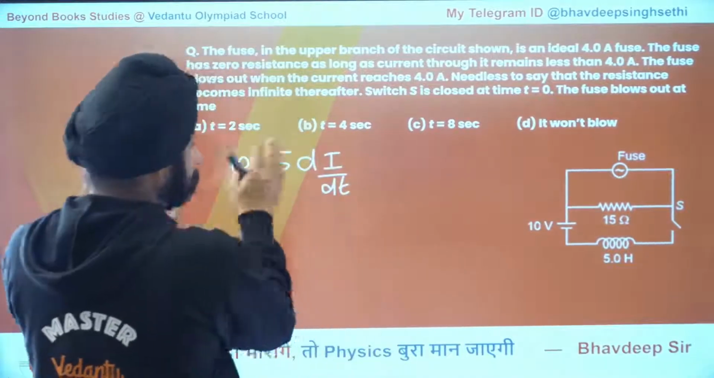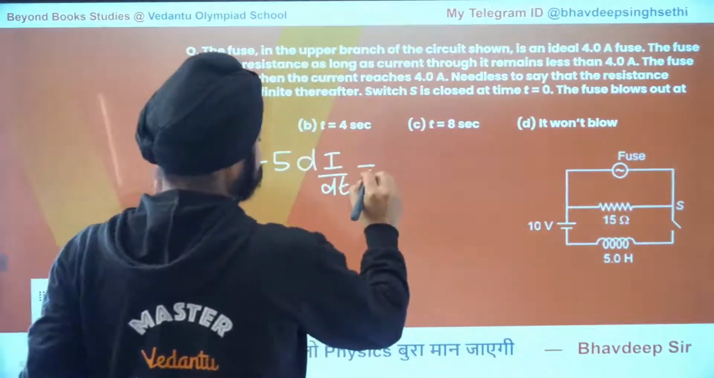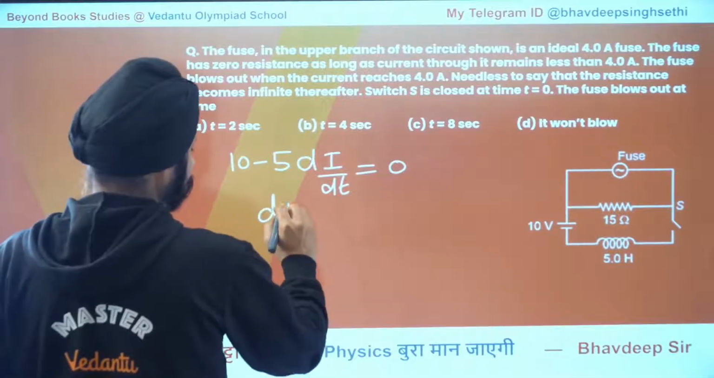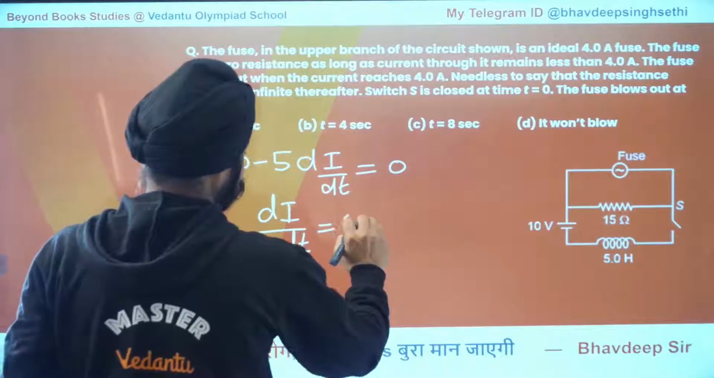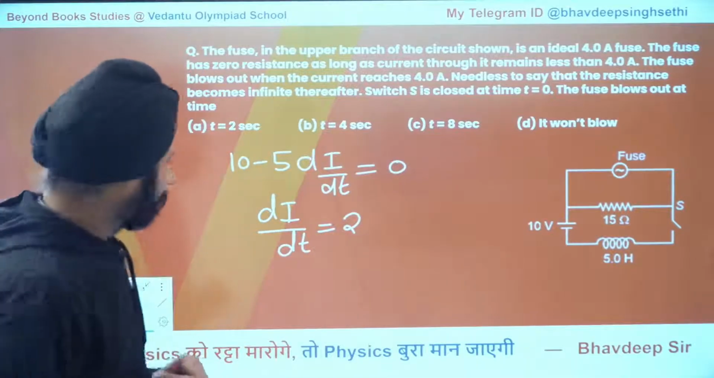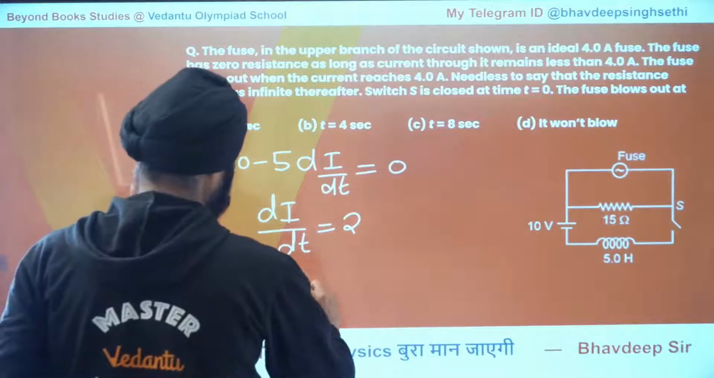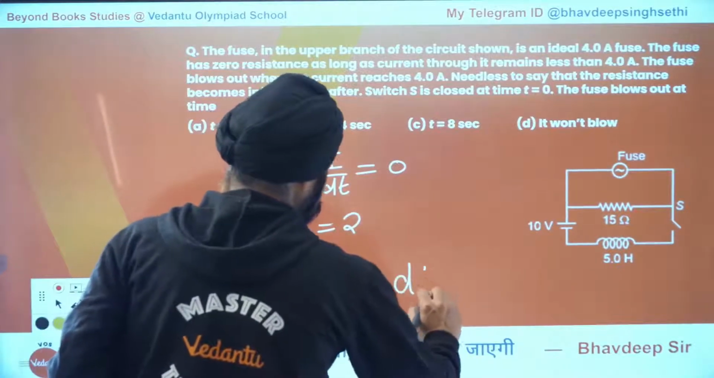So this, we are back. So this should be 0. Solve this. So di by dt is equal to 2. Right. You take it on the other side, you get di is equal to 2 dt.